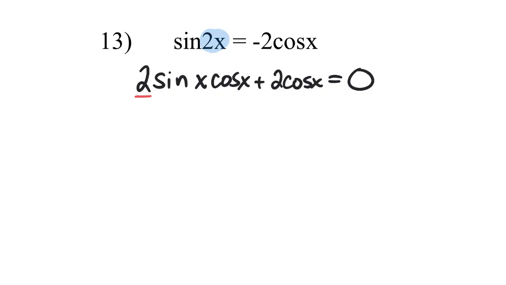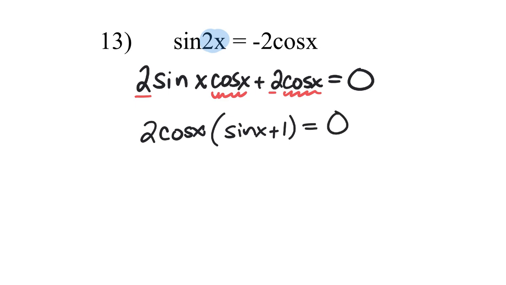What I notice here is that there's a 2 in each term, and there's also a cosine x in each term. So I'm going to factor out 2 cosine x, and I'll be left with sine x plus 1. Well, now I'm in factored form, and this is the one situation where having 2 different trig functions can work. The only way we will be able to factor something like this is through GCFs.